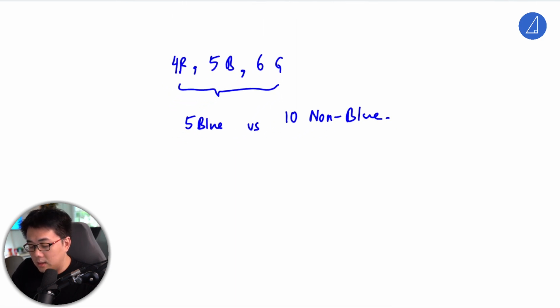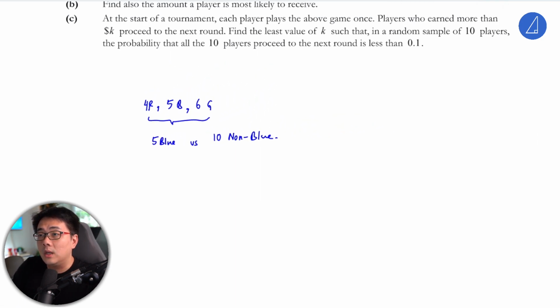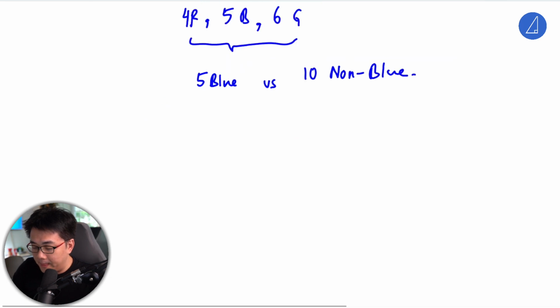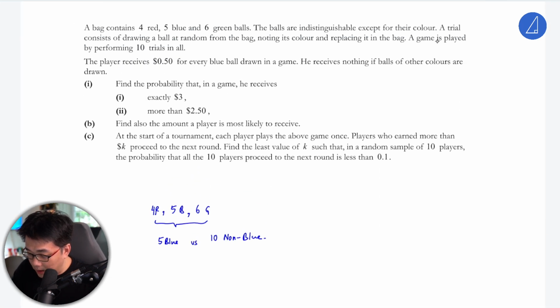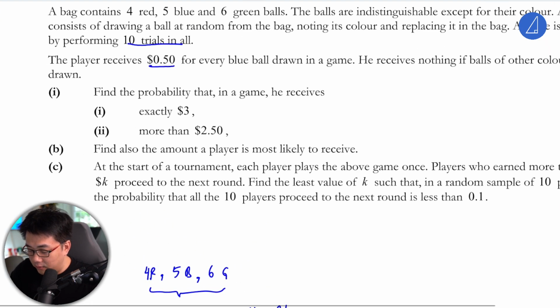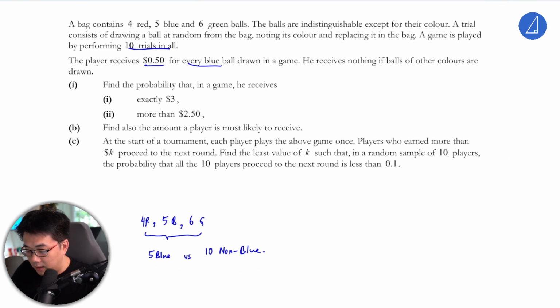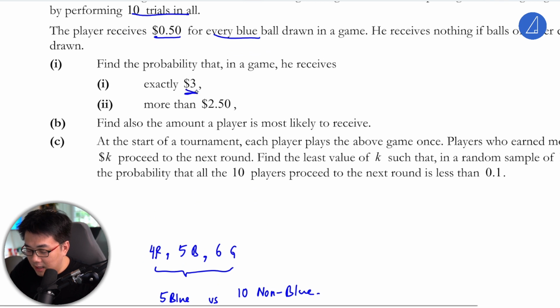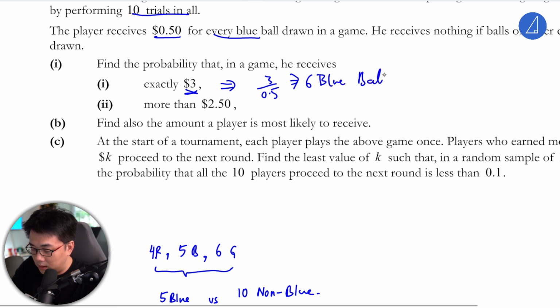Then essentially these are 15 balls in total, right? So again, you have 10 trials here. A game is played by performing 10 trials in all. The player receives 50 cents for every blue ball drawn. He receives nothing otherwise. Exactly $3 will mean how many balls you're drawing? You take 3 divided by 0.5. That will be 6, right? So 6 blue balls. Okay, that's the idea there.